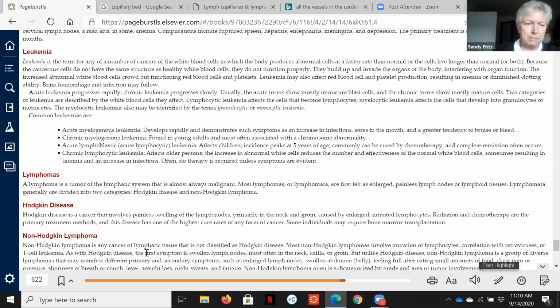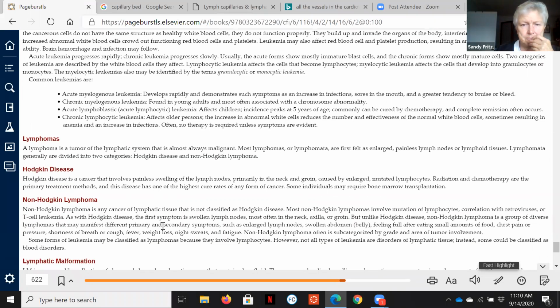Hodgkin's and non-Hodgkin's lymphoma, again, are the interface of the lymphocytes, the macrophage. It's that combination of blood and tissue fluid and the ability for that to spread cells, and oftentimes it will show as swollen lymph nodes, as will an infection in the area. There'll be swollen lymph nodes.